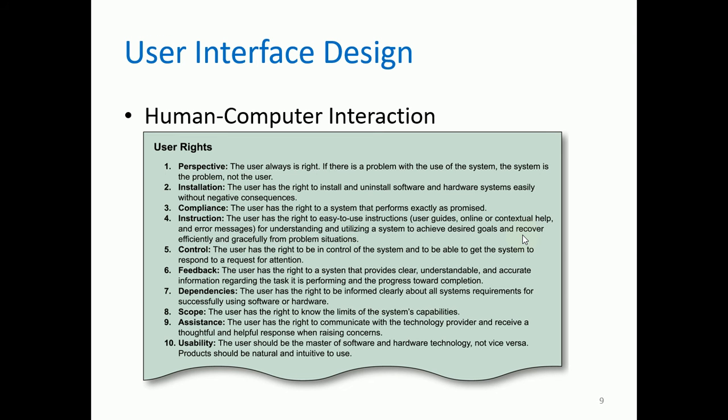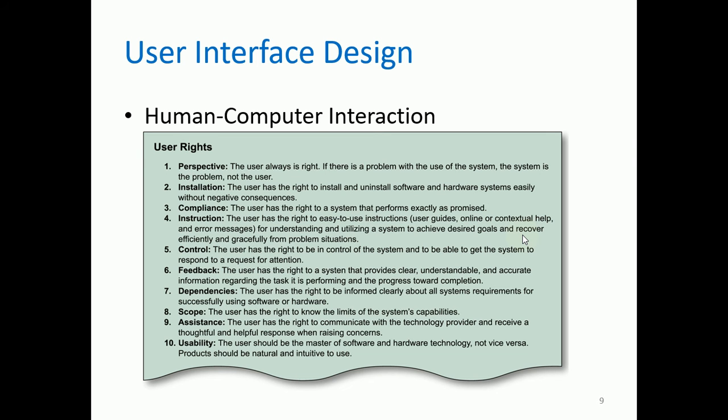And then number eight is scope. The user has the right to know the limits of the system's capabilities. So again, you have to be sure and clear about the functions of the system. It should also indicate the limits of your software.